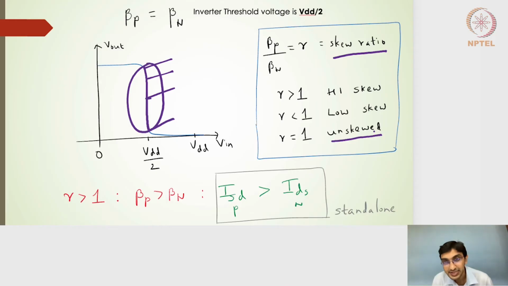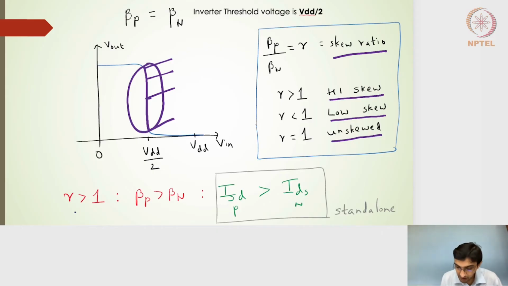That means that the betas are the same, and that's why it is called an unskewed inverter. If R is smaller than 1, that means the PMOS beta is less than the NMOS beta, right? And that is called a low skew. And if the skewing ratio is greater than 1, that means beta P is greater than beta N. So that is called the high skew ratio.